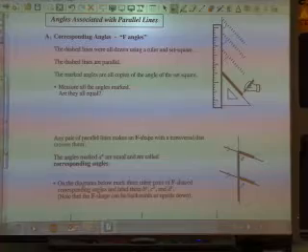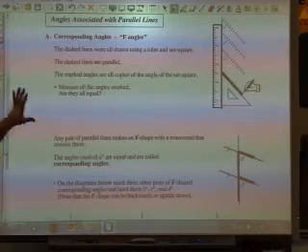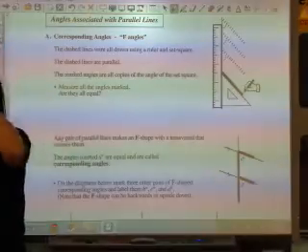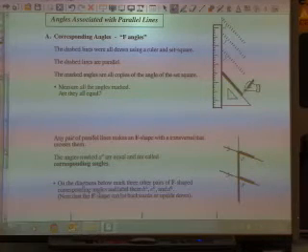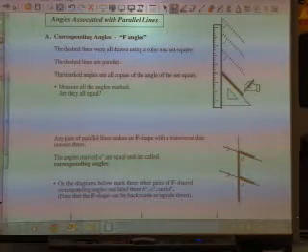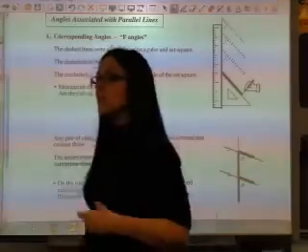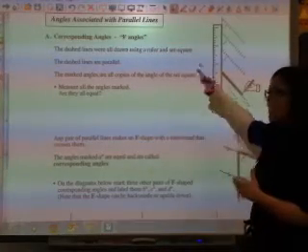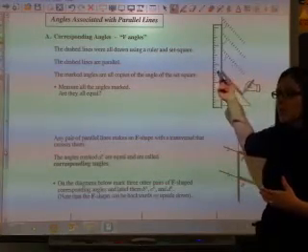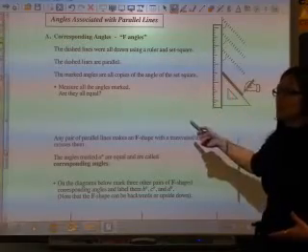The workbook calls them F angles. I don't want to worry about the F. I want you to think about the word corresponding. Things that are corresponding kind of go together. They match up. So corresponding angles mean that they're on the same side of the transversal and they're in the same position to each other.